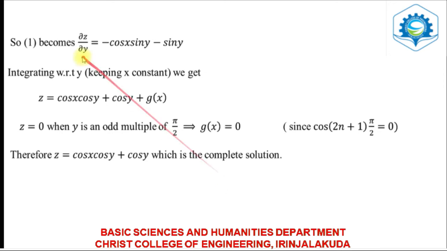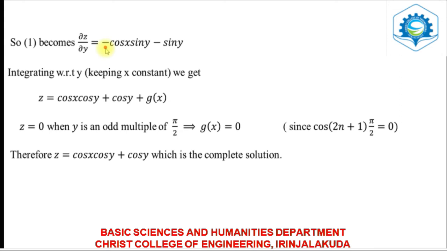Let us integrate this equation with respect to y again. Why are we integrating with respect to y? Here the differentiation is with respect to y, so we are integrating with respect to y to eliminate that. Integrating with respect to y, what we get? We are keeping x as a constant. We get z equal to cos x cos y. What is the reason for that? The integral of sin y is minus cos y, so this minus will become positive.